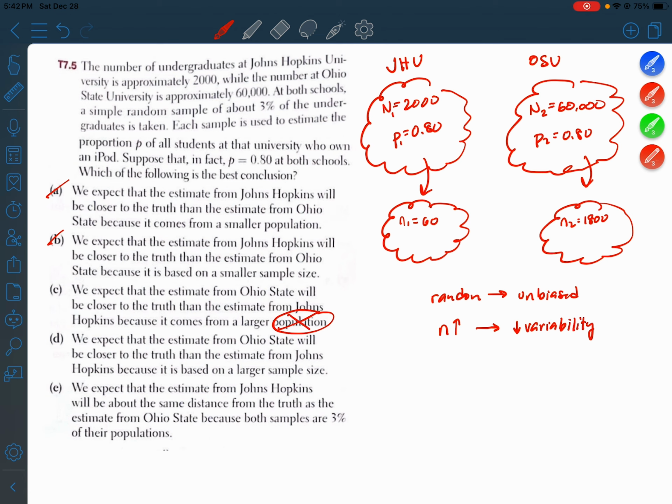No. It's not that the population was larger, it's the fact that the sample size, little n, that is larger. All right, D, we expect that the estimate from Ohio State will be closer to the truth than the estimate from Johns Hopkins because it is based on a larger sample size. Yes, that's the correct choice.